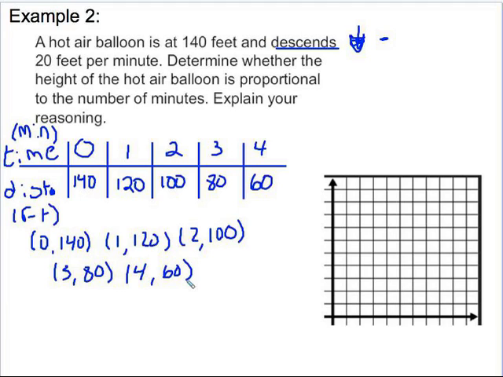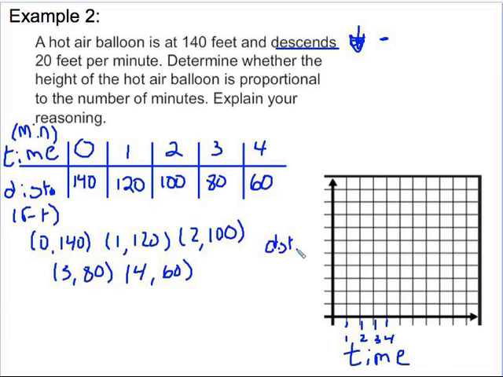I know that time always goes on the x-axis. In this case, I can scale my x values by 1s, and I'll be able to fit all my data points. So I know I go up to 4. Now typically you just need to label the first couple, but we're going to label 4 since we only go 4 out.